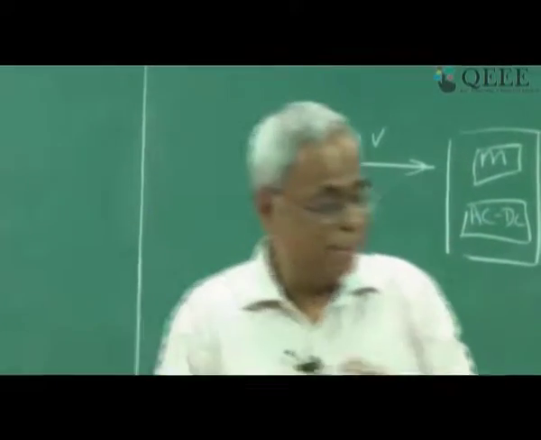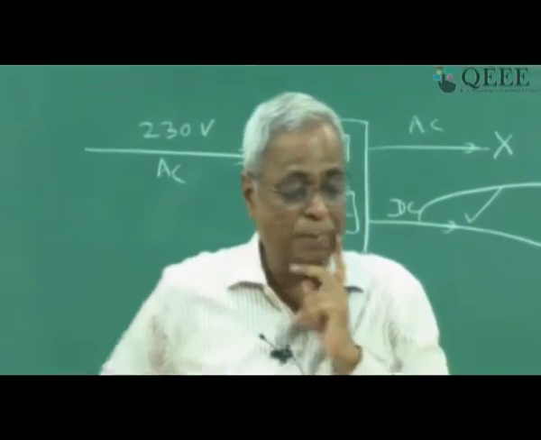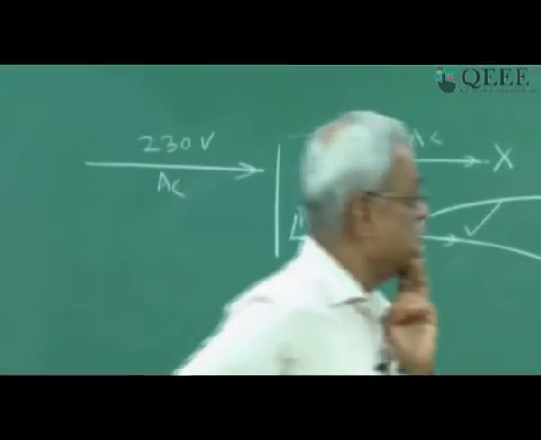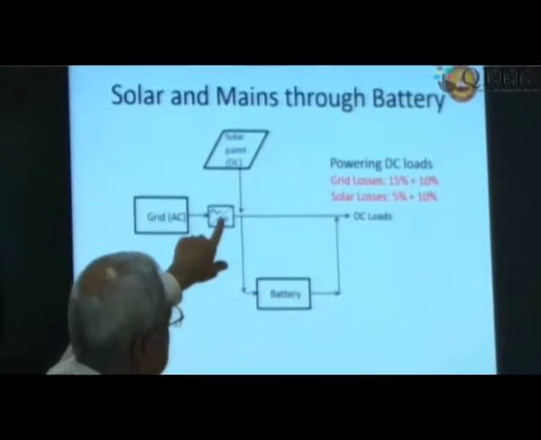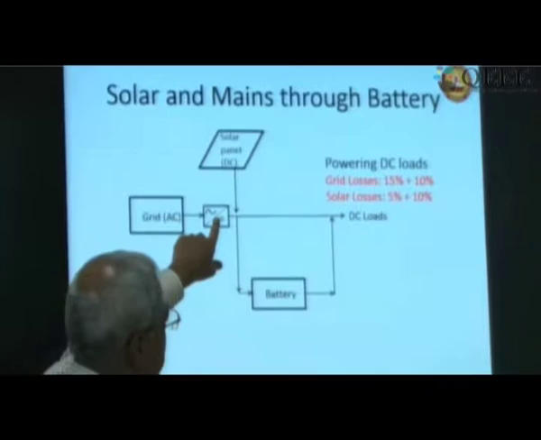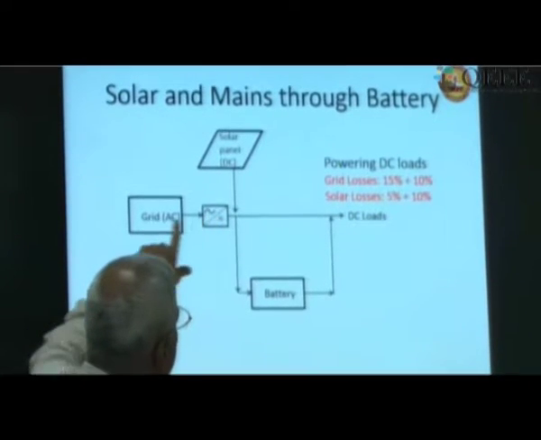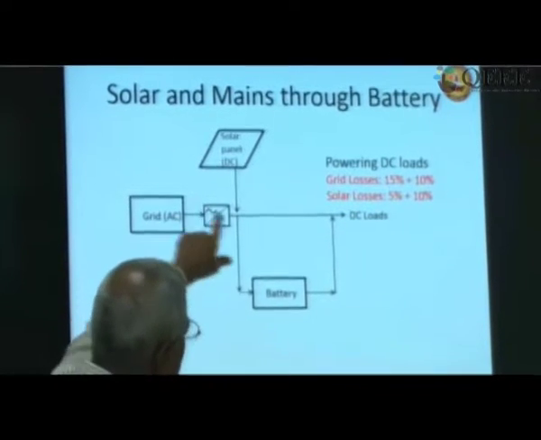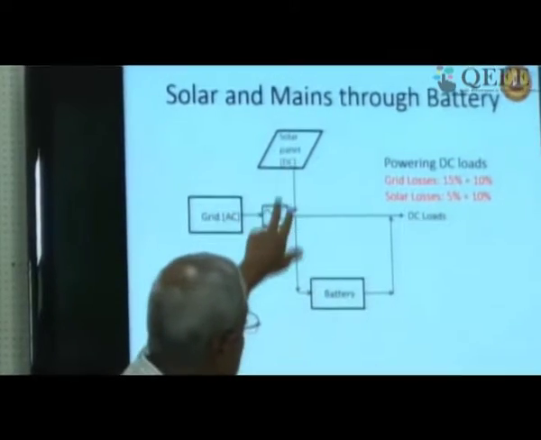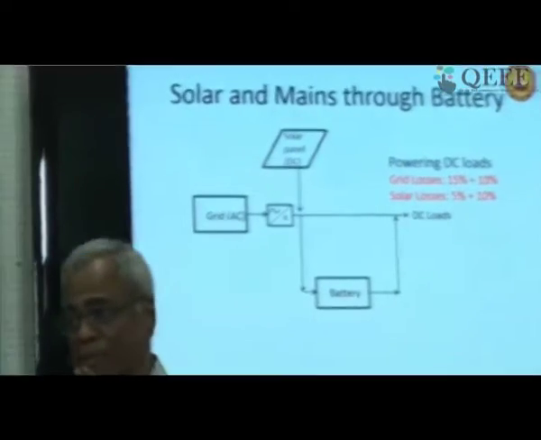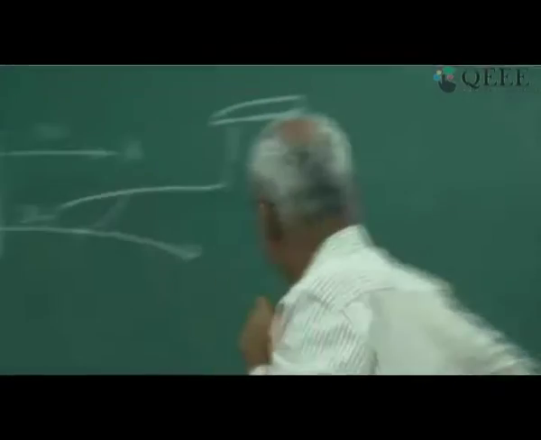If I combine mains and solar, the problem becomes more serious. If it is connected to DC, I get about 5 to 6% losses out here. So if I connect grid to battery, because I make a battery charger, I may still get about 15% loss. From solar to battery, I will get only about 5% loss. From battery to the DC load, I get only the battery losses, about 10%.